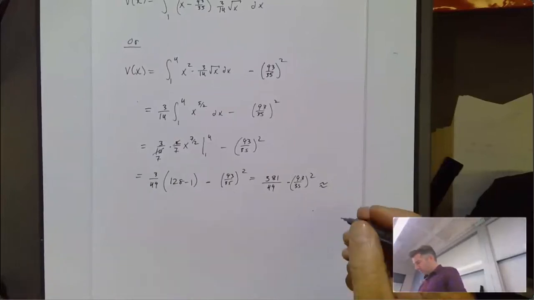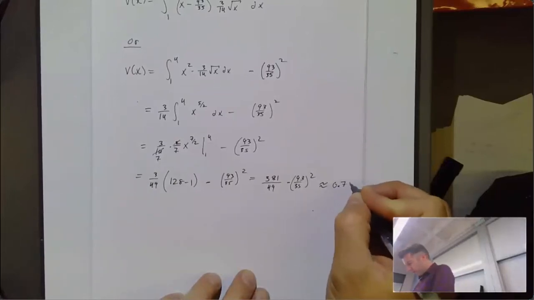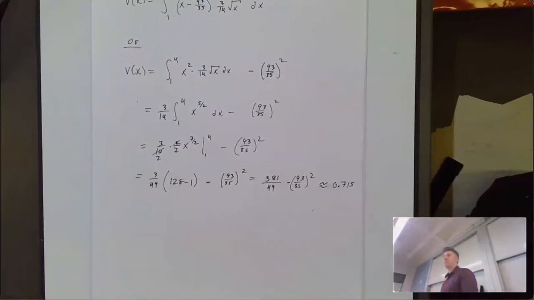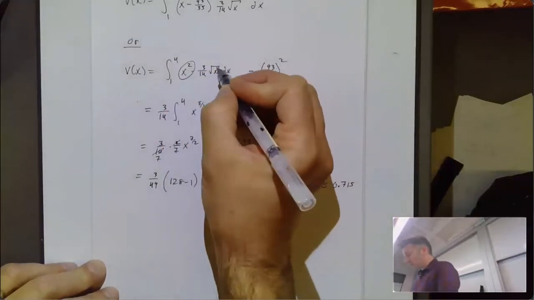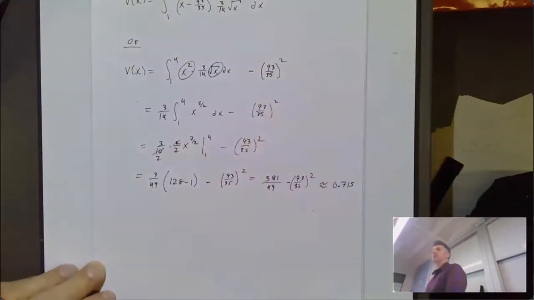I'm getting approximately 0.715. Oh, sure. So I multiply the x squared by the square root of x.